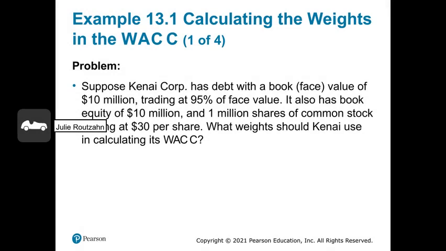So the first thing we're going to do is just learn how to calculate the weights, because that's the first part of that formula. So suppose this corporation has debt with a book value of $10 million that's trading at 95% of face value. It also has book equity of $10 million and 1 million shares of common stock that are trading at $30 per share. What weight should they use in calculating its weighted average cost of capital?